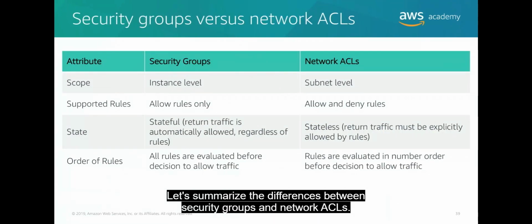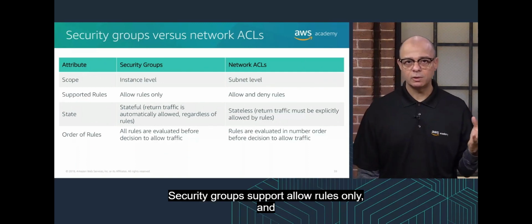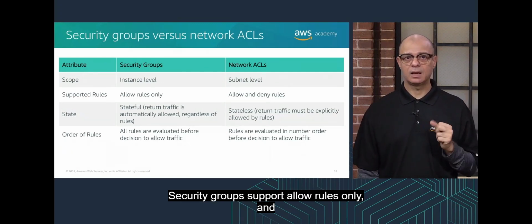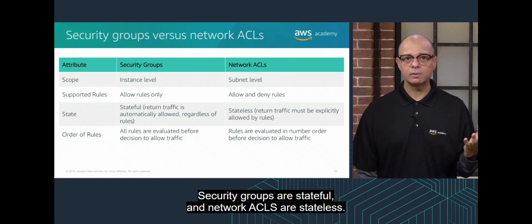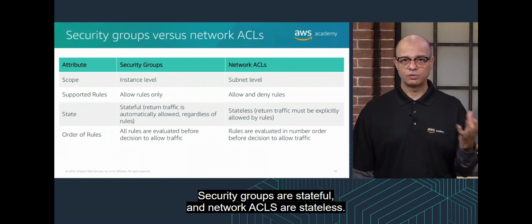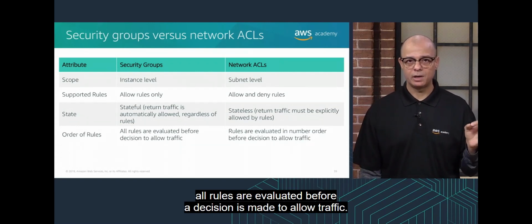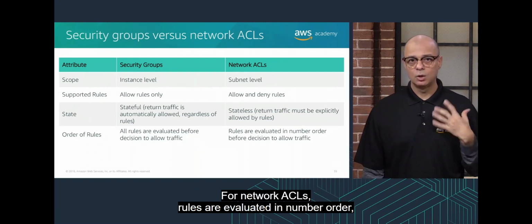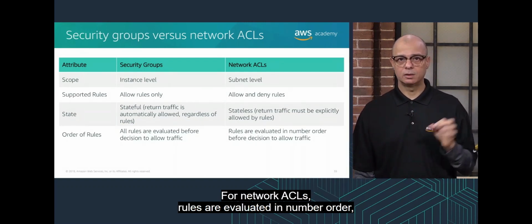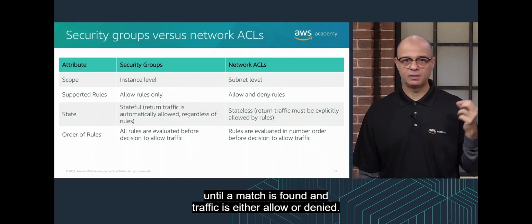Let's summarize the differences between security groups and network ACLs. Security groups act at the instance level, and network ACLs act at the subnet level. Security groups support allow rules only, and network ACLs support both allow and deny rules. Security groups are stateful, and network ACLs are stateless. For security groups, all rules are evaluated before a decision is made to allow traffic. For network ACLs, rules are evaluated in number order until a match is found and traffic is either allowed or denied.